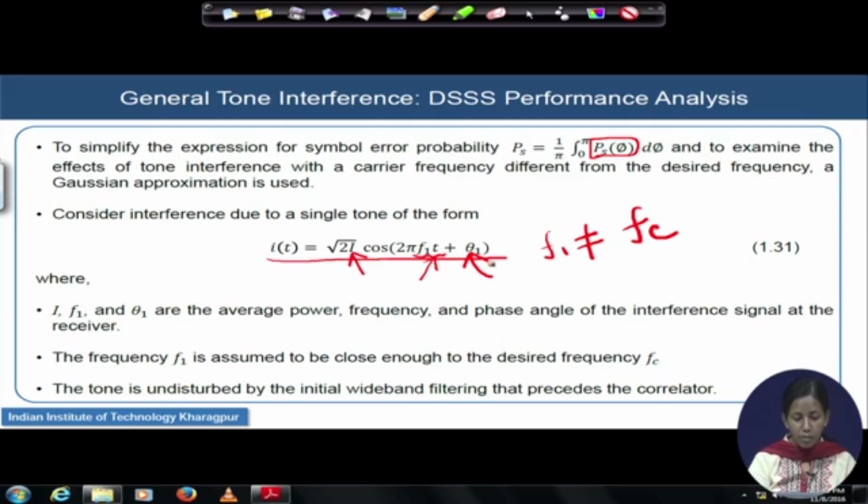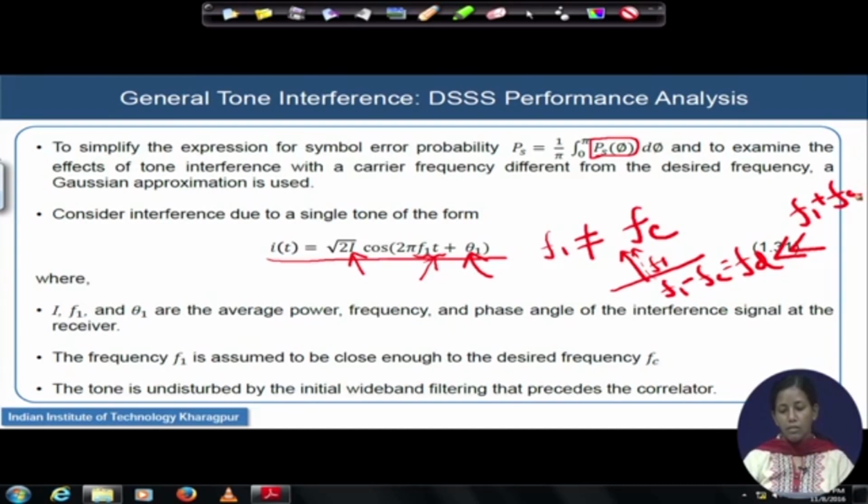Remember, theta 1 is measured with respect to the desired signal; it is the phase of the jamming signal with respect to the desired signal. Though f1 is not exactly equal to fc, we will think that if this is my transmission frequency fc, f1 is very close to fc, in such a way that the difference f1 minus fc, which we will define later as fd, is very much less compared to f1 plus fc.